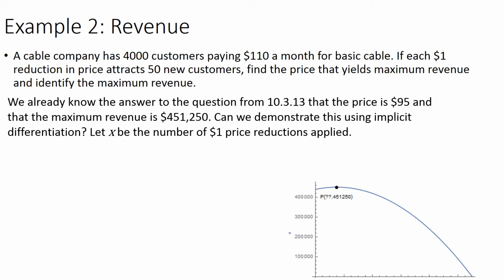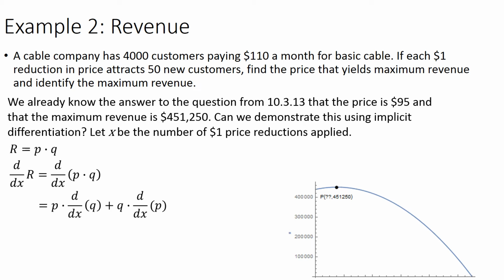Can we demonstrate this using implicit differentiation? And I claim that we can if we let x be the number of dollar price reductions applied to the price. Okay. Now let's start this back from basic principles. Remember that revenue is equal to price times quantity. And therefore, if I take the derivative of revenue with respect to x, that's the derivative of a product of price times quantity. Now you can see from this, the way that I've developed this, I'm probably going to need to apply when I derive a product rule.